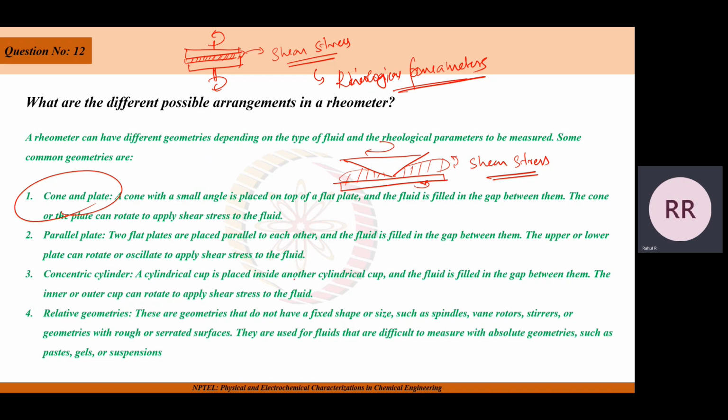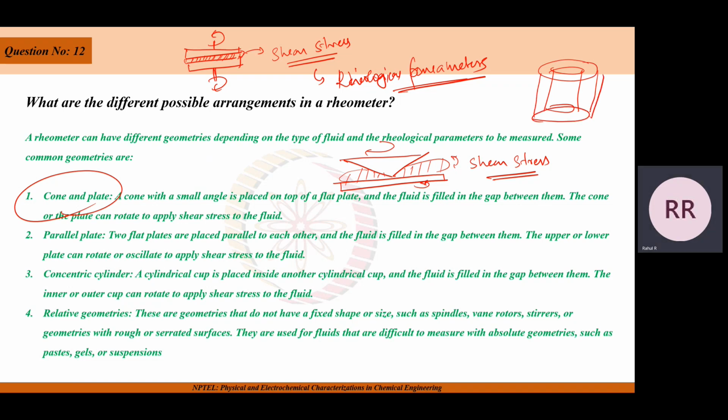And the next one is a concentric cylinder. A cylinder cup is placed inside another cylinder cup and the fluid is filled in between them. The inner or the outer cup can be rotated to apply shear stress on the fluid. So here we will be having two concentric cylinders, one like this.